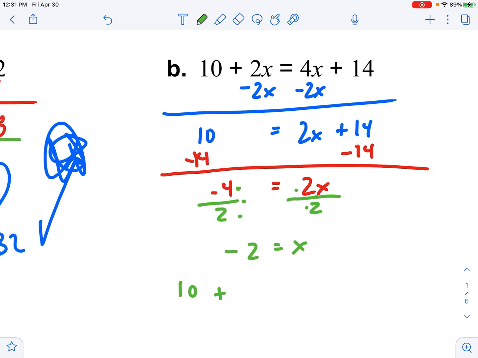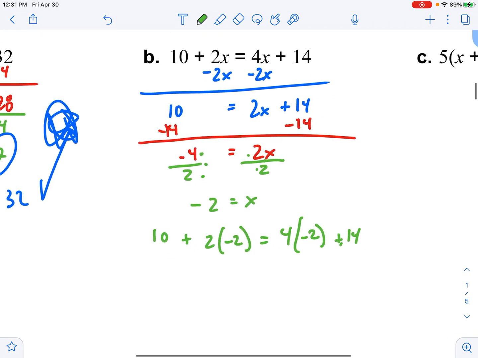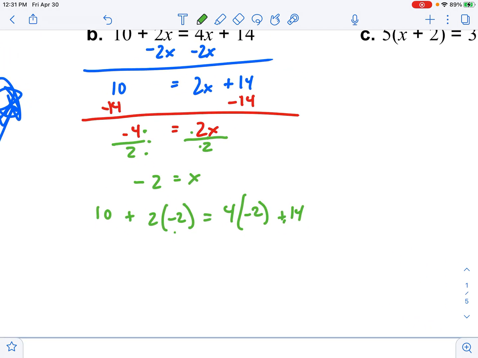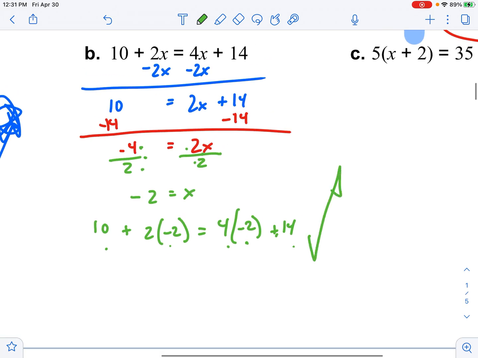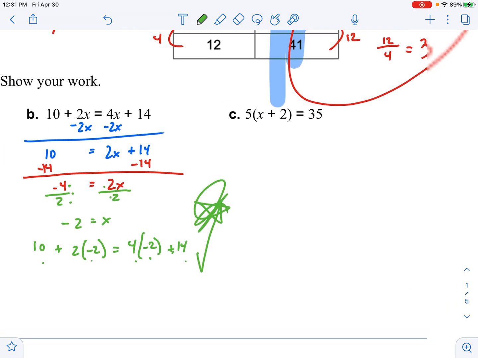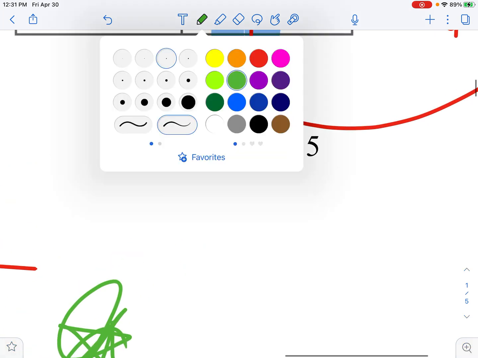So x is negative 2. I'm checking it. 2 times negative 2 plus 10 equals 4 times negative 2 plus 14. So if I add that up, 2 times negative 2 plus 10, and negative 2 times 4 plus 14, those are equal. Fiery check mark. Yeah. Whoa. Holy bacon, Batman.